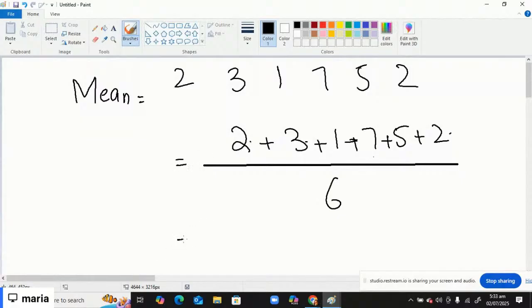Now add the top numbers. 2 plus 3 is 5, plus 1 is 6, 6 plus 7 is 13, 13 plus 5 is 18, 18 plus 2 is 20. So this is 20 over 6. That is our mean. To find the mean, we do not arrange the data. We don't specifically arrange the data and then add up. We just randomly add up and then divide by how many there are in total.